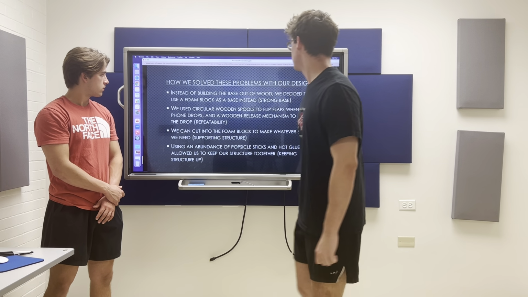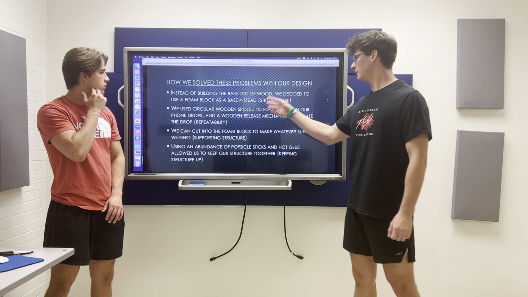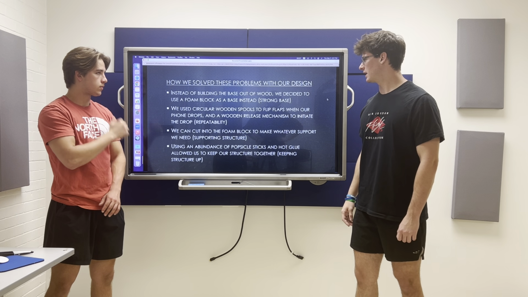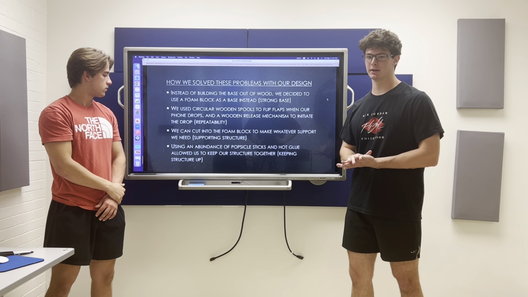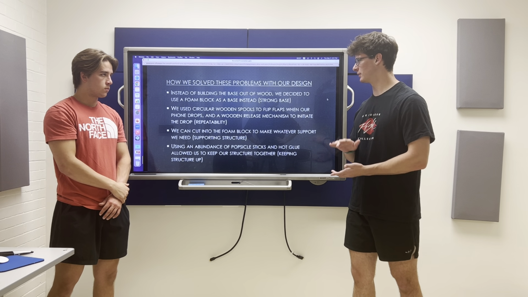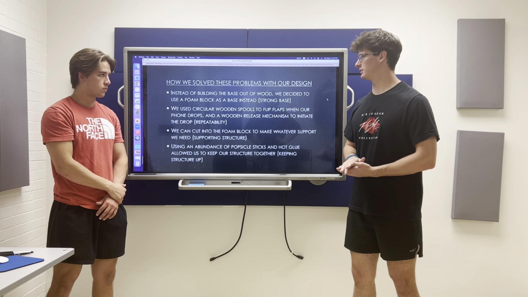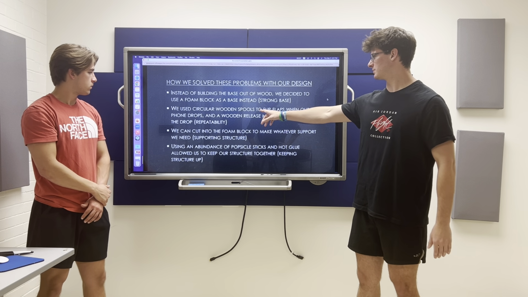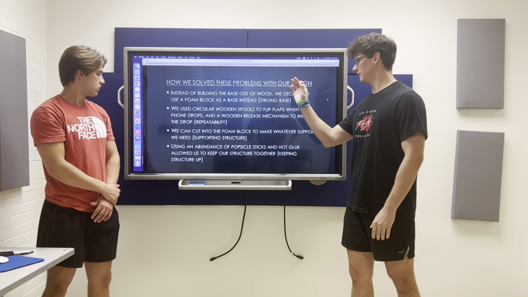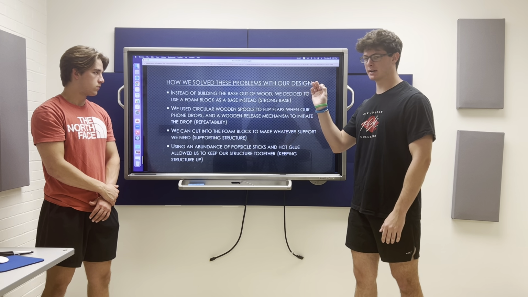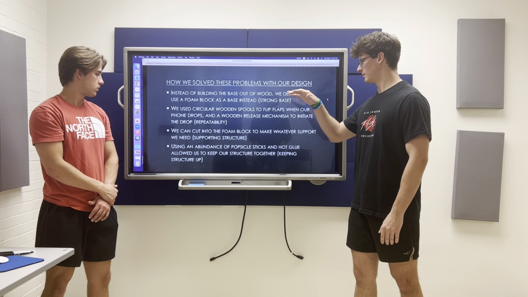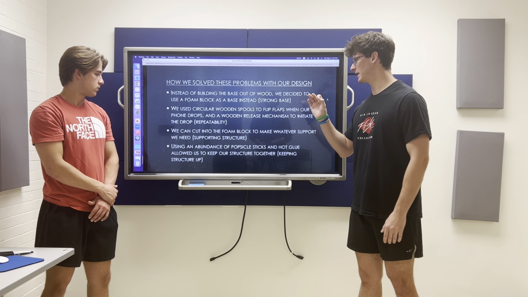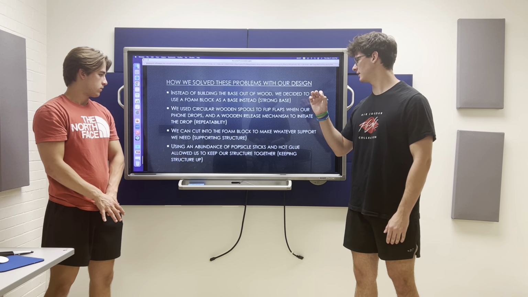And then how we solve these problems in our design. Instead of building the base out of wood, which was our original idea, we decided to use a foam block. This would be a strong base as well as it would support the weight of the phone and also help absorb the impact. And then we used circular wooden spools as kind of a flipping dropping mechanism, so the pieces of the retractable platform would fall without any outside force, just the weight of gravity would pull them down.